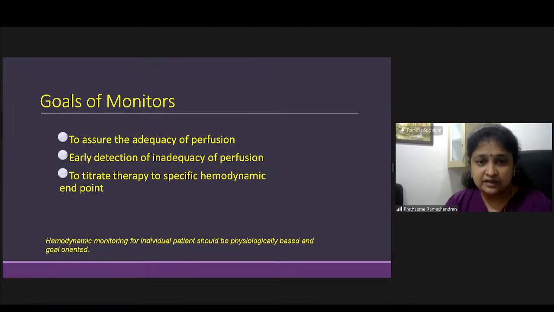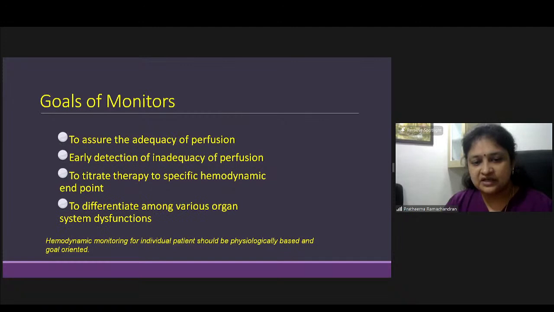And if we are alerted, we are giving some intervention. So we assess and we intervene. Okay, we are intervening. How much should we intervene? Is there any measure, that is a titration? And okay, there are different organ system dysfunctions, can we differentiate? These are the things which the monitors need to tell us.